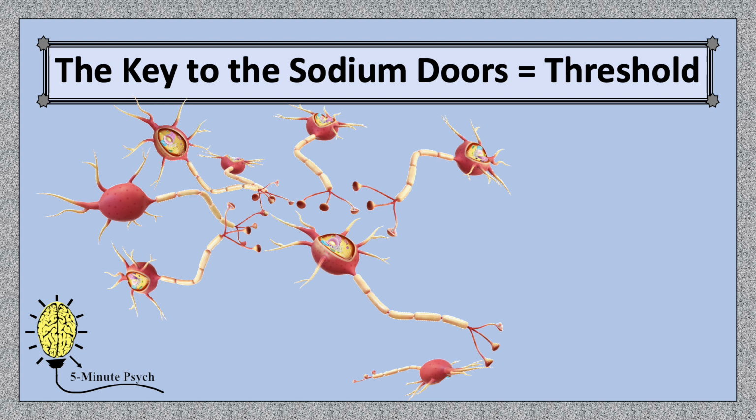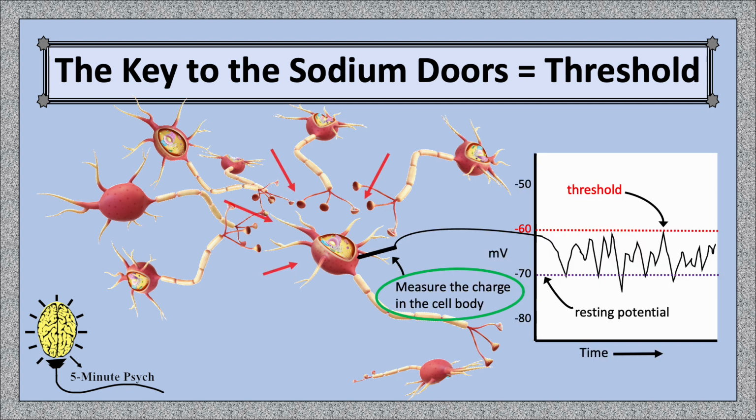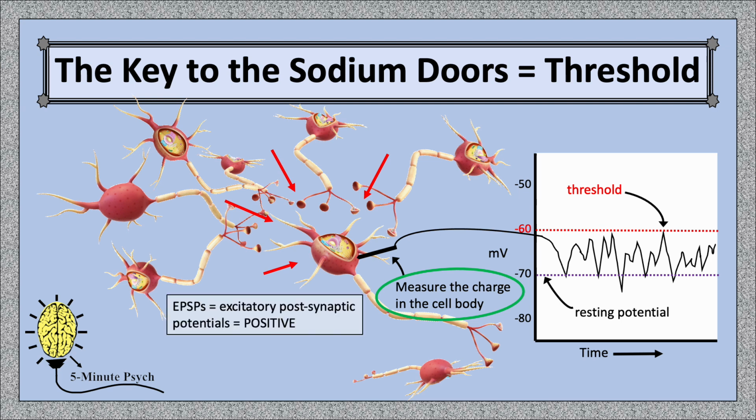Some of you may be wondering what makes the sodium doors suddenly open in the first place. Well, you have to remember that the dendrites of each neuron could be receiving thousands of signals from other neurons at any given moment, and the cell body's charge changes as it processes all of those inputs. Some of those inputs swing the neuron in the positive direction. Those are called excitatory postsynaptic potentials, or EPSPs. Others swing it in the negative direction. Those are called inhibitory postsynaptic potentials, or IPSPs.